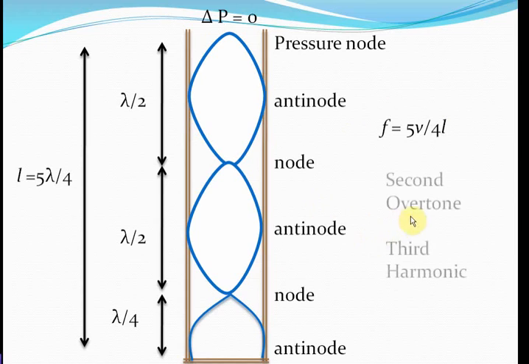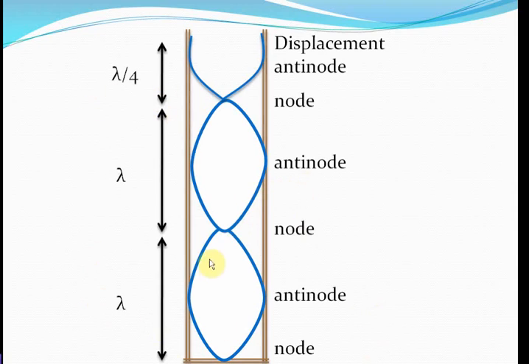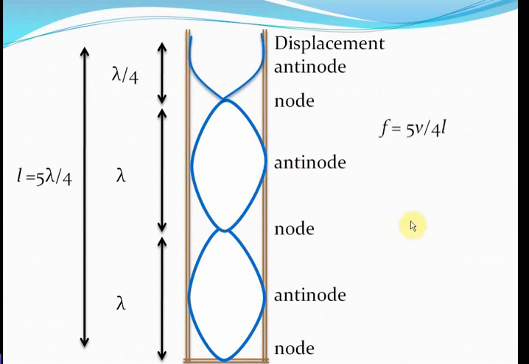We can draw similar waveforms in case of the displacement wave, like this. Again, the displacement here is 0, so this is a node. The displacement here is maximum because the delta P here is minimum, so this is a displacement antinode. Again, these will be the lengths of the waveforms. L will be equal to 5 lambda by 4, and this third harmonic will be equal to 5V by 4L.